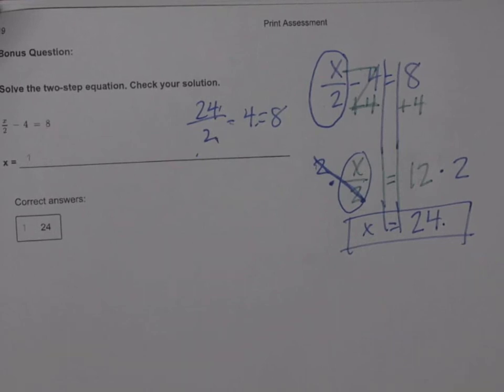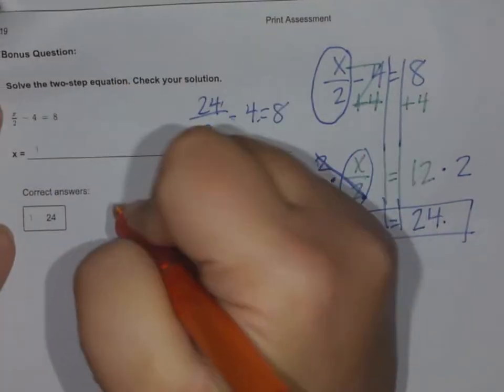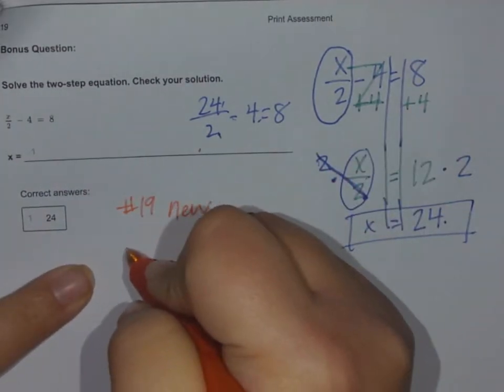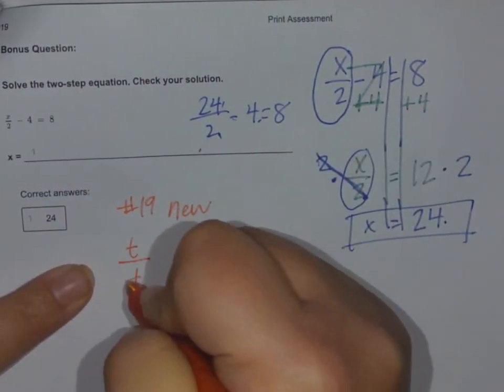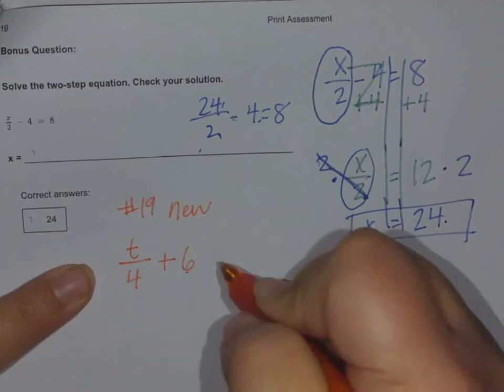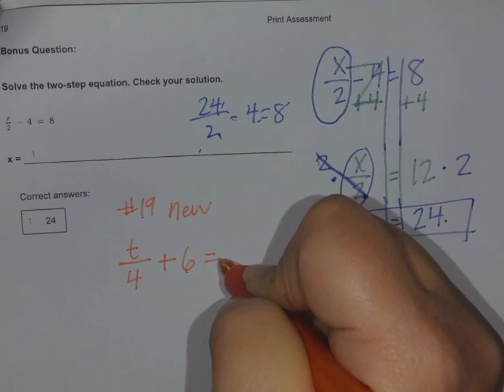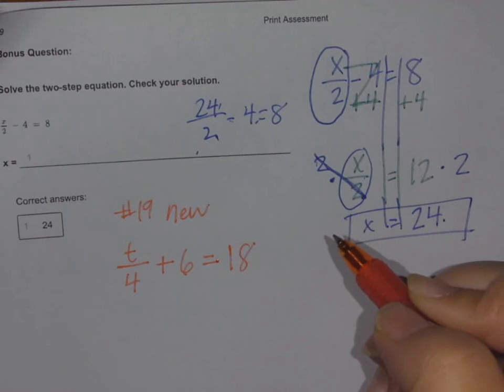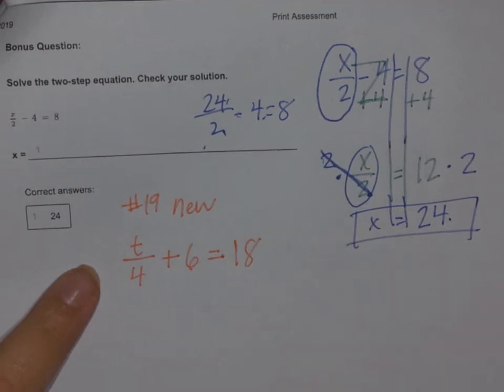Where do I have it? I might have to make one up for you. Okay, so this is number 19 new. Solve this equation. Let's do t over 4 plus 6 equals, let me think about this for a second so I make sure it ends nice and neat. Let's do 18. Let me make sure that works. Yeah, that should be good. So go ahead and do this as your new problem.